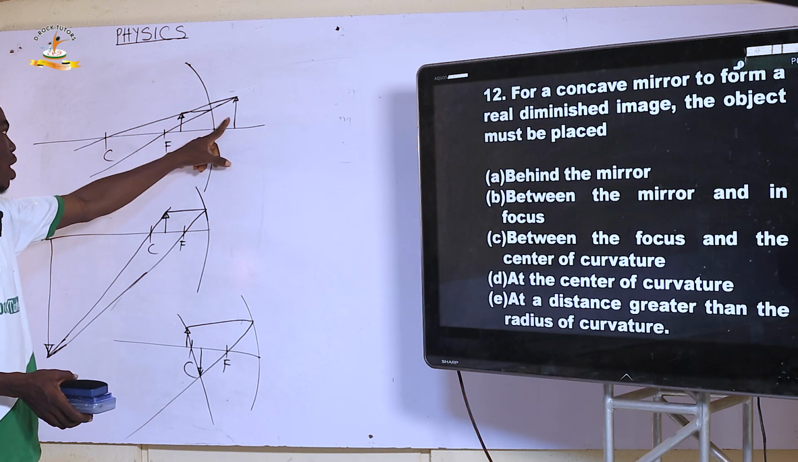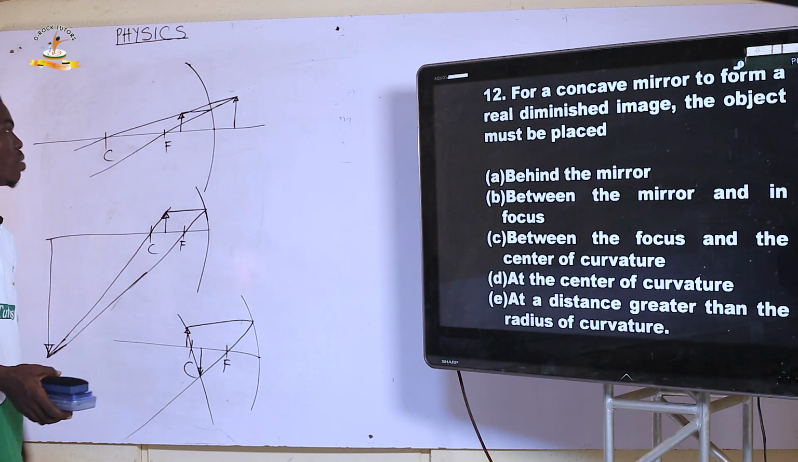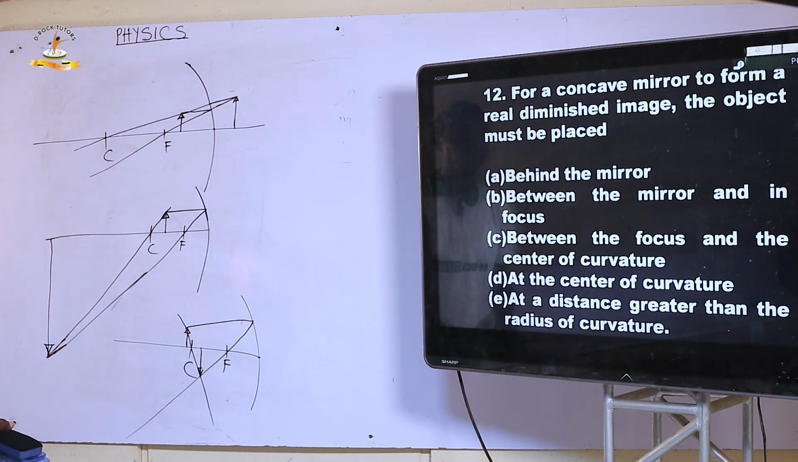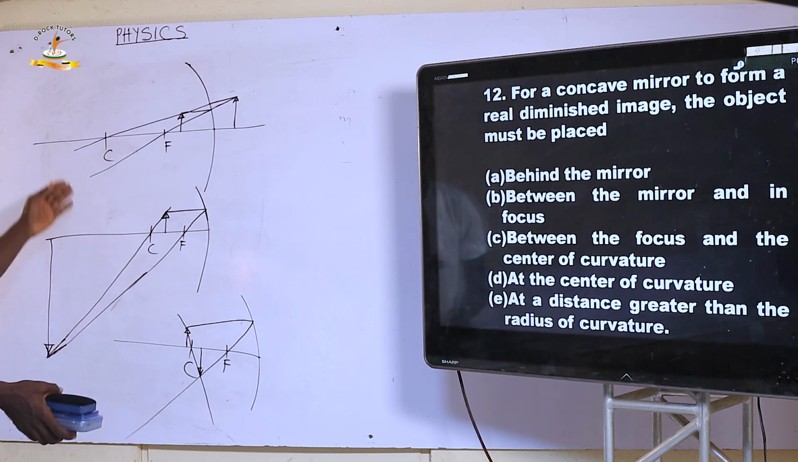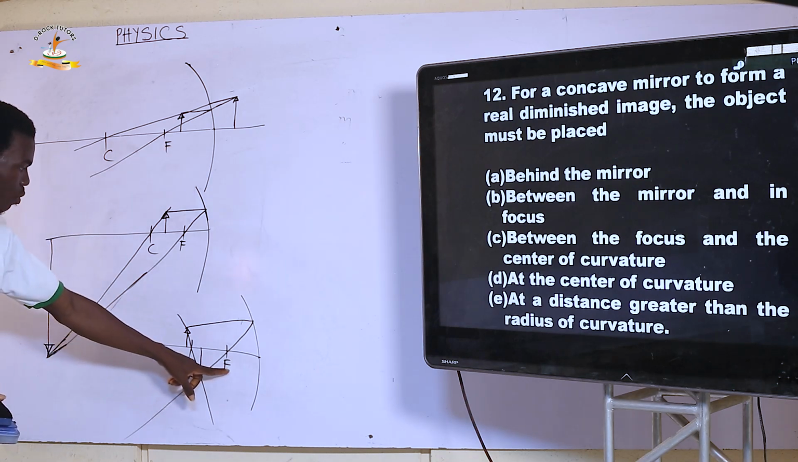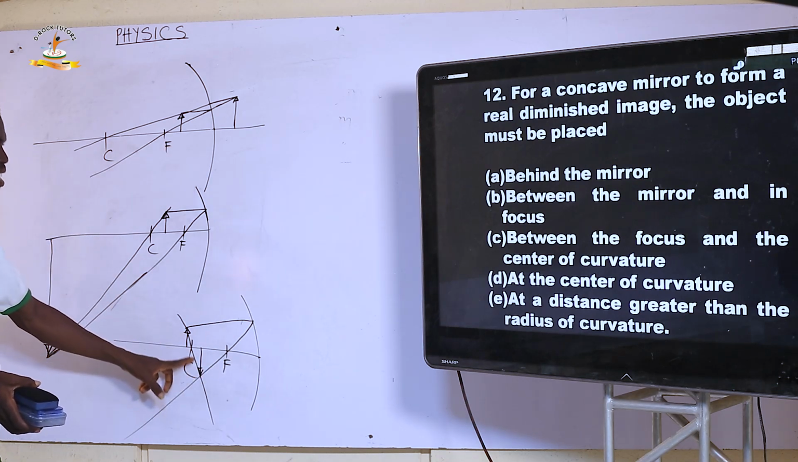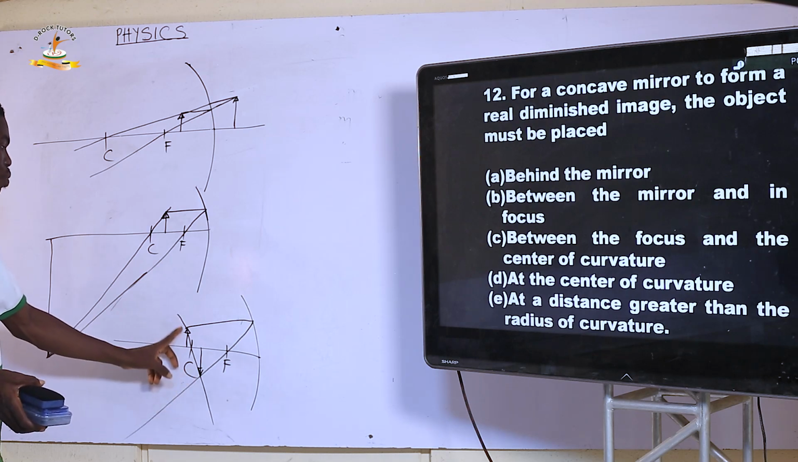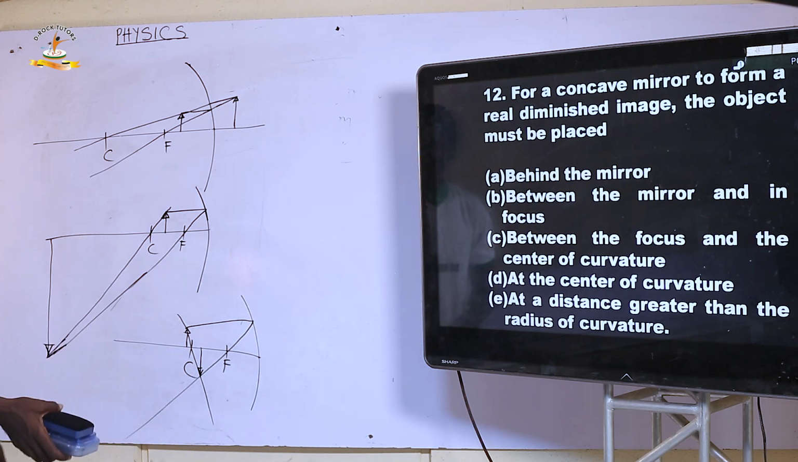And the image we are having is a virtual image that is even a bit magnified. Between the focus and the center of curvature, that was what we had there. Between the focus and the center of curvature, and you can see it is inverted. It is not going to be real, but inverted. So in this case, it is not going to be an option.